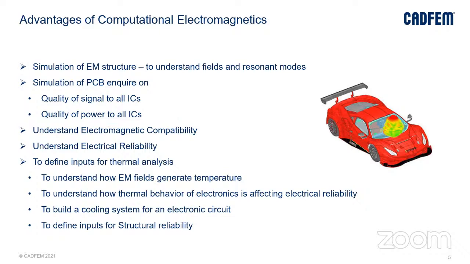And to understand the electromagnetic compatibility, which is another important area that any electronic item needs to take care of, it needs to be compatible in terms of electromagnetic radiations or emissions. Understanding the quality of the signal, the quality of the power and electromagnetic compatibility, everything comes under electrical reliability. So computational electromagnetics helps to understand the electrical reliability of the structure.